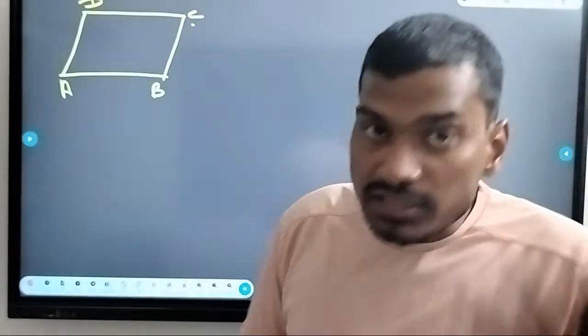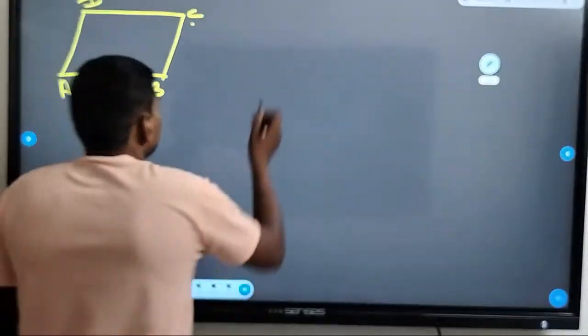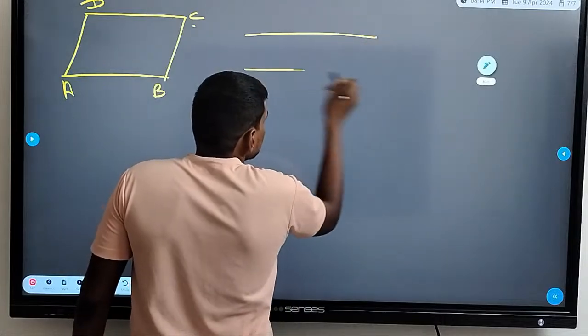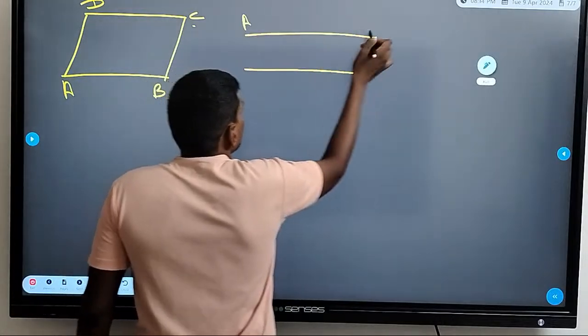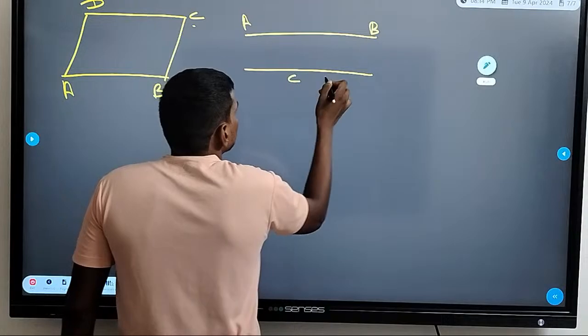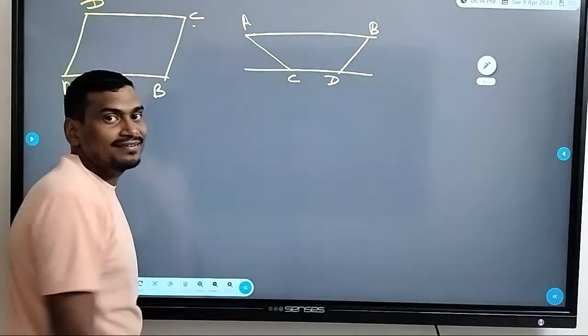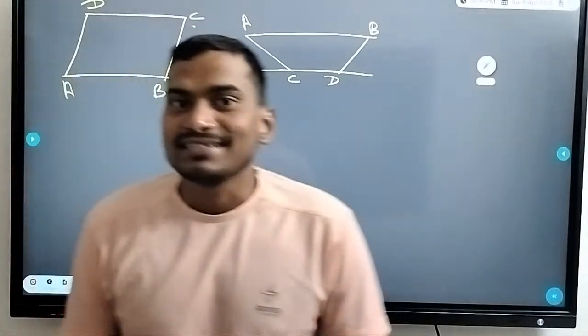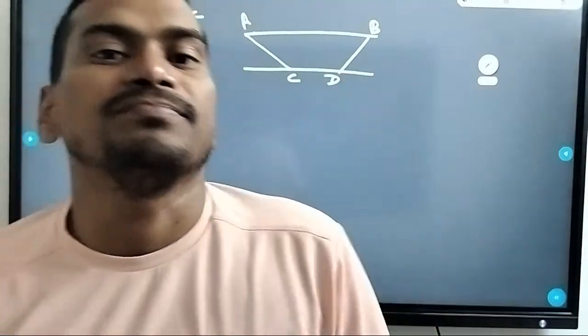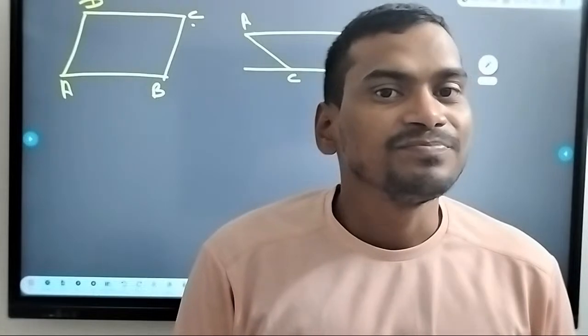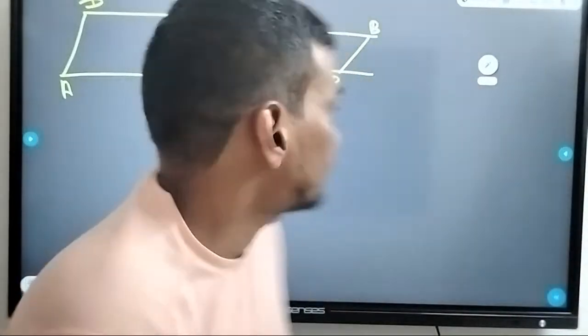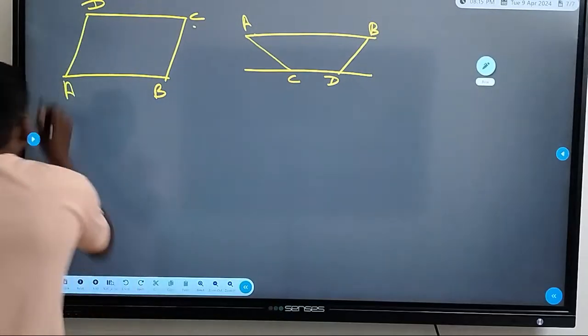And if only one side is parallel, see, only one side is parallel, then it is not a parallelogram. Then what it is? It is the trapezium. Okay? It will be the trapezium. So this is your parallelogram.